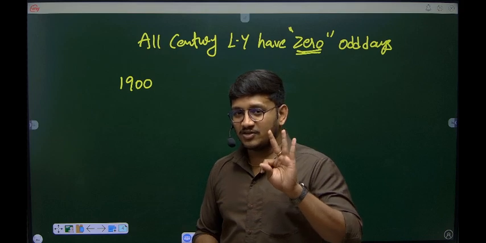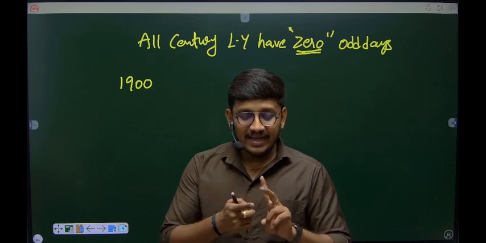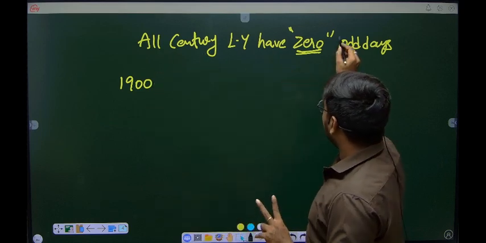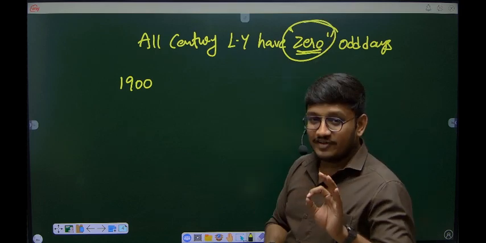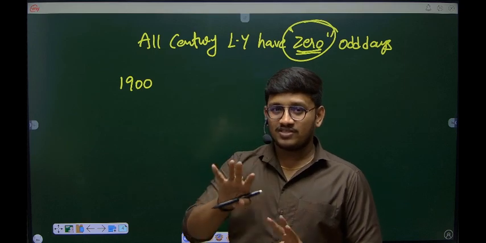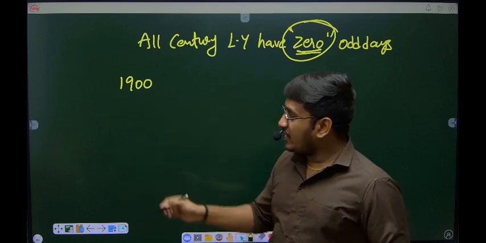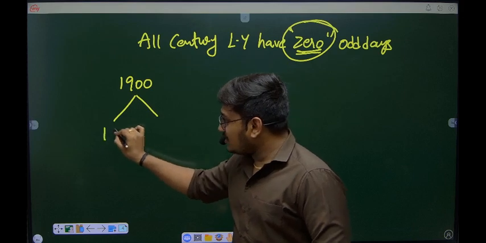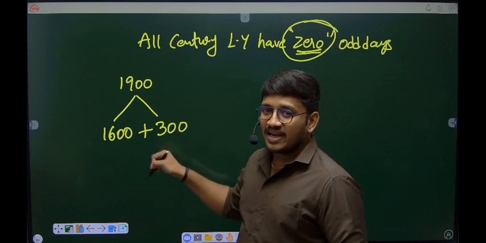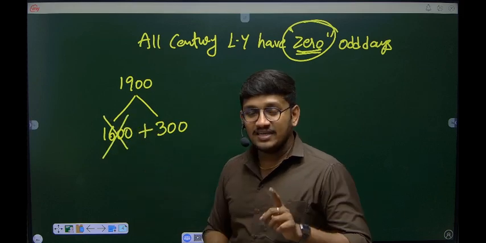Here are 3 points that you need to remember about odd days. One: a normal year has 1 odd day, a leap year has 2 odd days, and a century leap year has 0 odd days. If it is a normal leap year, you know that it is 2 odd days. If it is a century leap year, 0 odd days. Very simple logic. Now if somebody asks you how many odd days are there in 1900, you can easily divide it into 1 century leap year plus 300. I would say that 1900 can be written as 1600 plus 300. 1600 cancels because it is a century leap year.